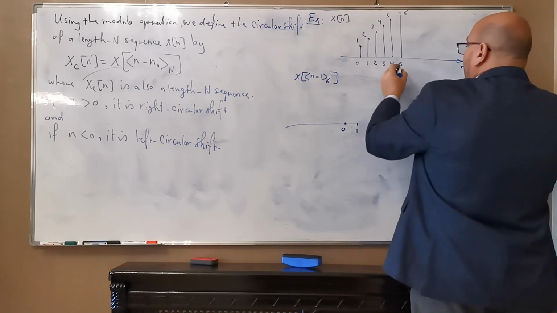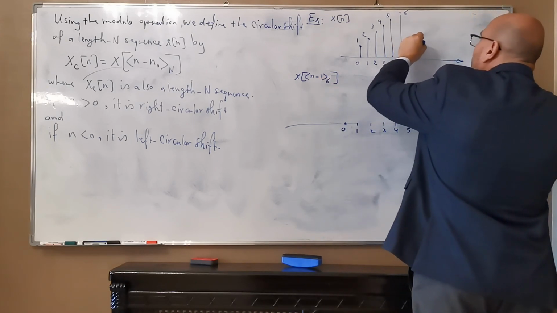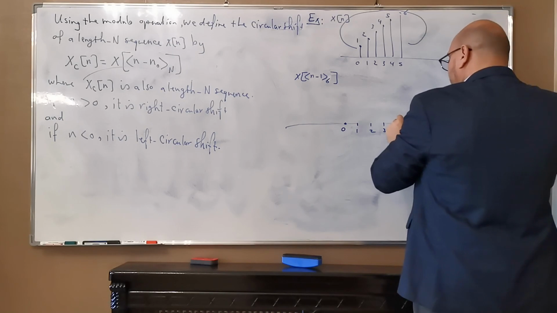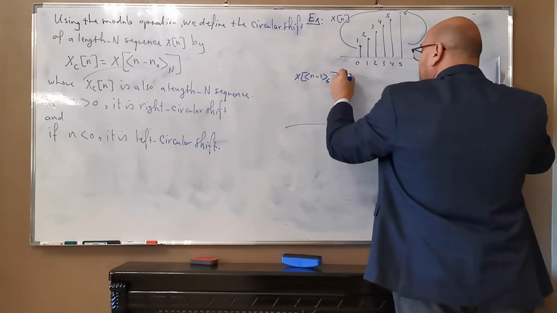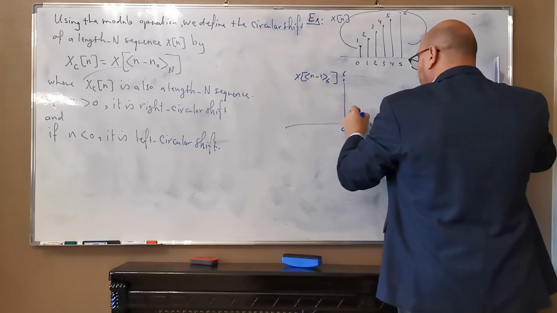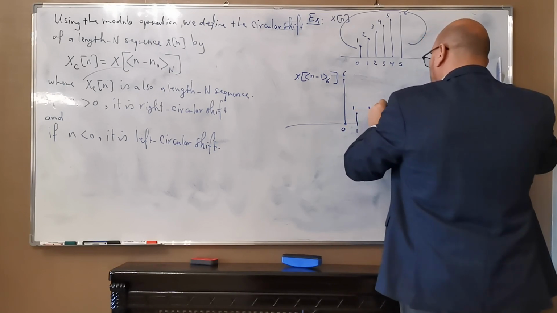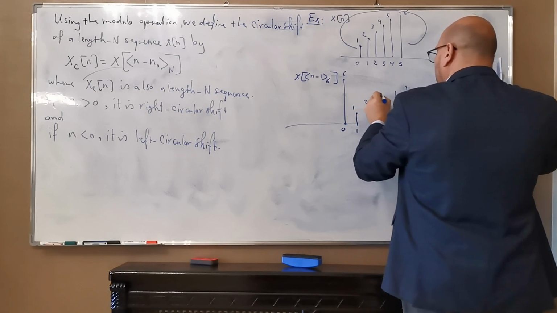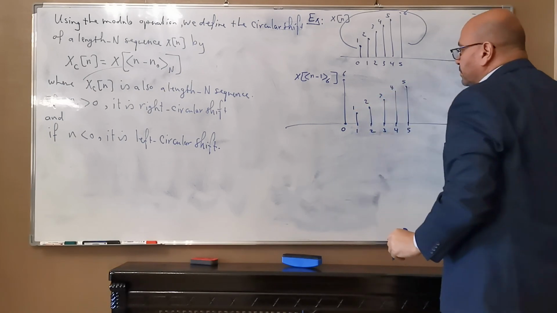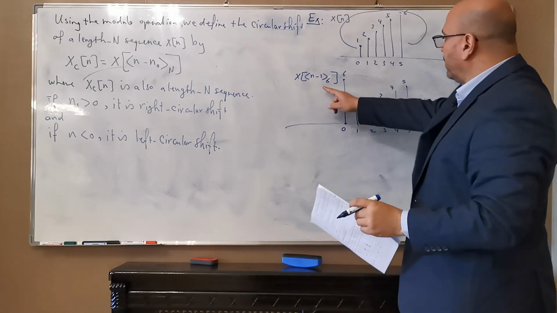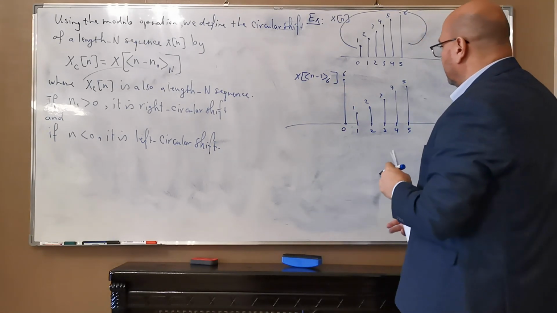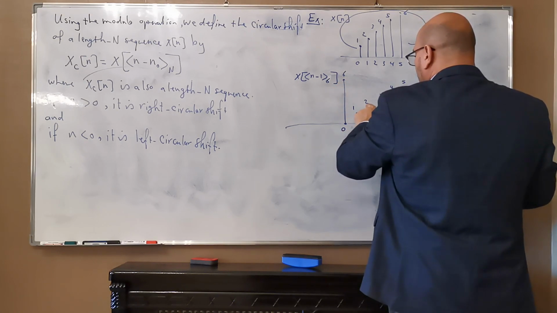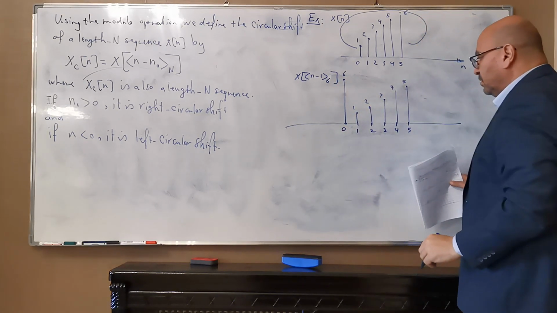So if you look at this, you have 0, 1, 2, 3, 4, 5. If you do this, then this one will move and come to this position. So this one will be 6, 1, 2, 3, 4, and 5. So this is our x of n minus 1 modulo 6. X at 0 is 6. X at 1, 2, 3, 4, 5, and so on.